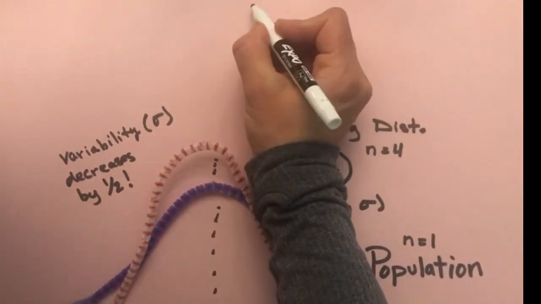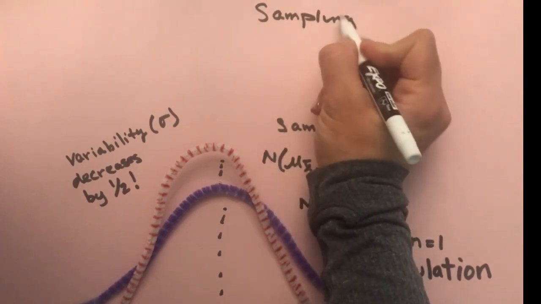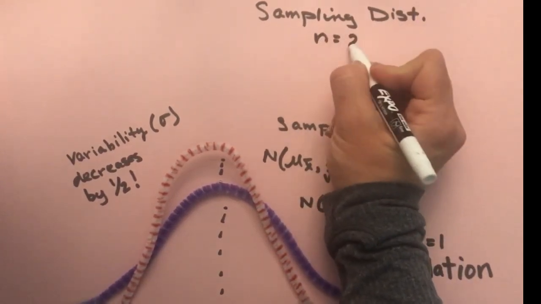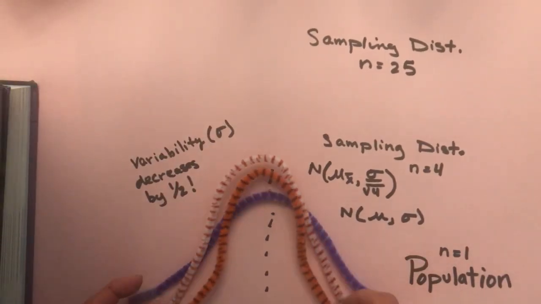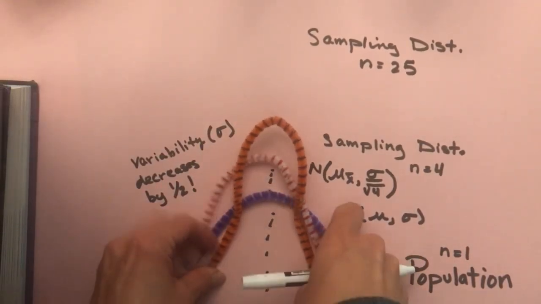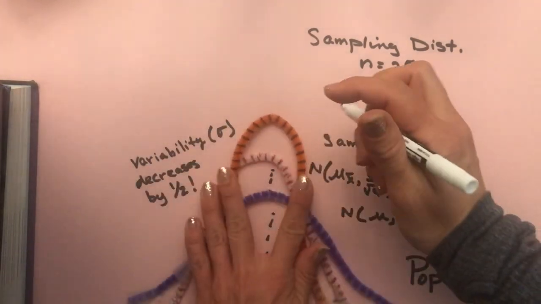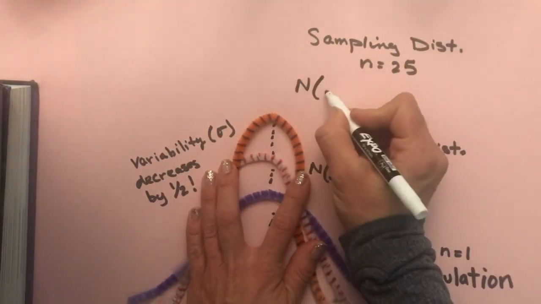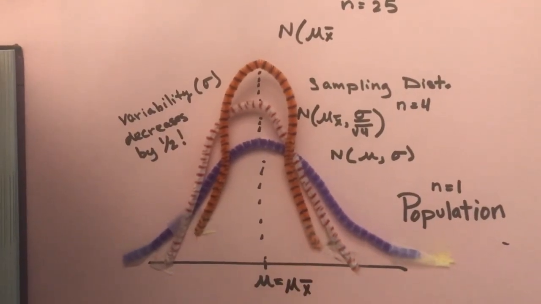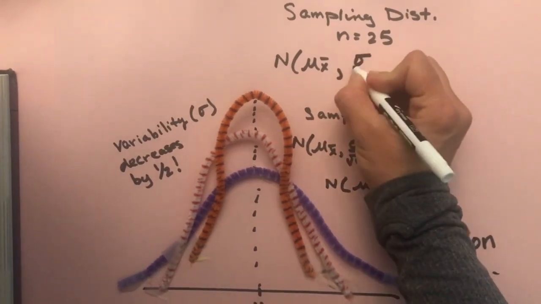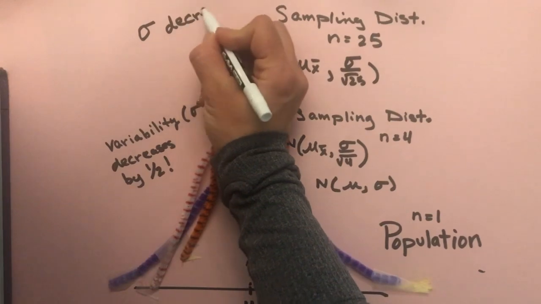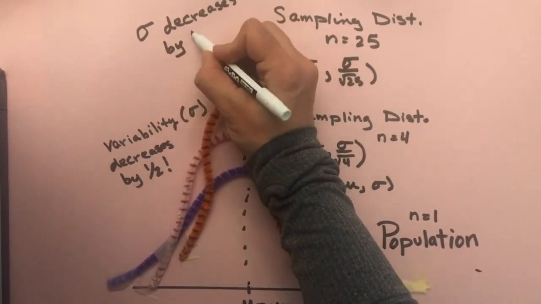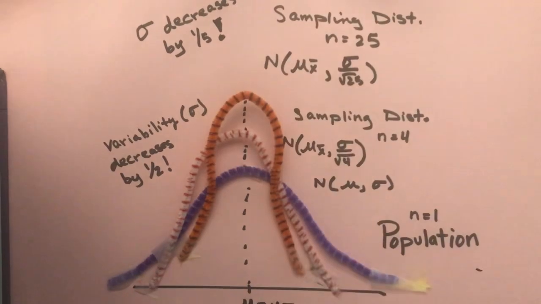Let's increase our sample size even more. Let's look at a sampling distribution where n is 25. This is if we were to take every single possible sample of n equals 25. What would this distribution look like? It's still bell-shaped. It's still centered at the same mu as the population and any other sampling distribution. But now our original standard deviation is going to be decreased by a factor of 1/5 because we divided by the square root of 25.